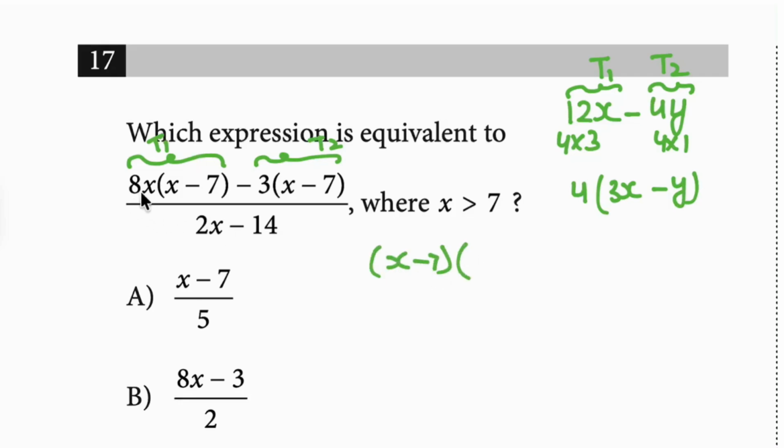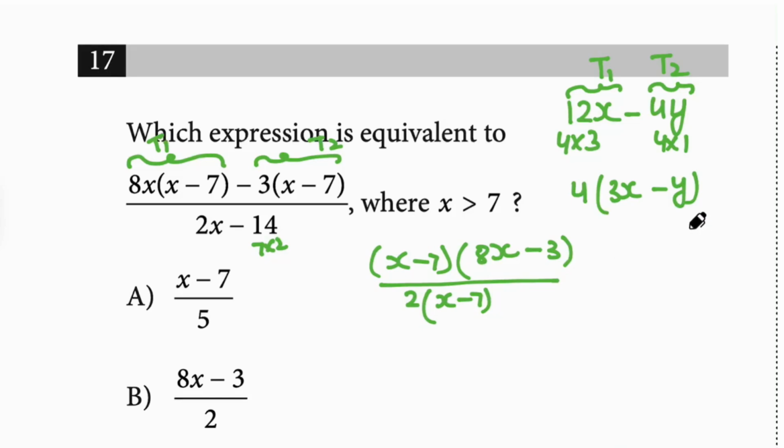And what is left from term 1? 8x. And what is left from term 2? 2x minus 14. Now in 2x minus 14, we can see that 2 is a common factor. So instead of writing this, let's take 2 common from here, and it is 7 times 2. 2 is already taken common, so x minus 7 is left.